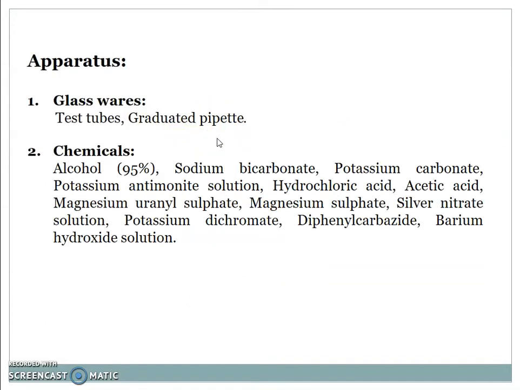Apparatus required: glassware such as test tube stand and graduated pipette. Then chemicals: alcohol 95%, sodium bicarbonate, potassium carbonate, potassium antimonate solution, hydrochloric acid, acetic acid, magnesium uranyl sulfate, magnesium sulfate, silver nitrate solution, potassium dichromate, diphenyl carbazide, and barium hydroxide solution. Now for the actual practical, we move towards the laboratory.